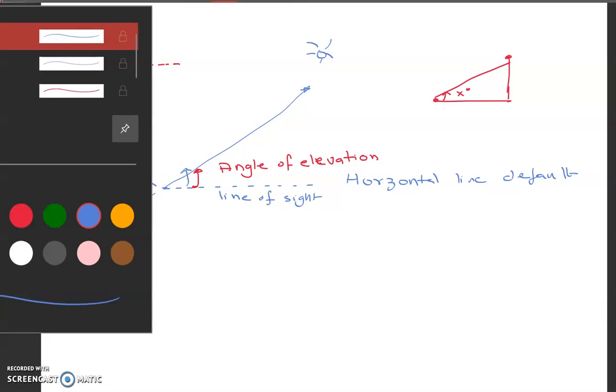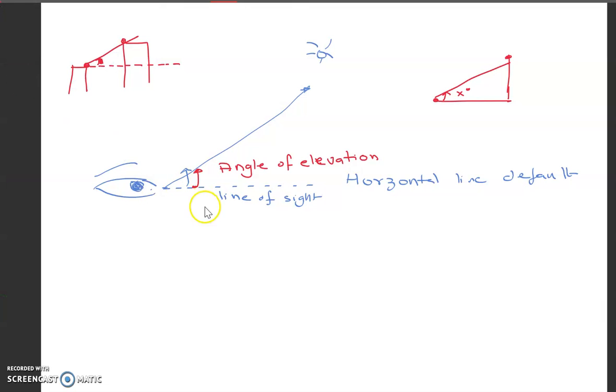What happens when you're looking down somewhere? From that same line of sight, let's say you're in a higher place now and you're looking down at an object. Your normal line of sight is again this one, the horizontal line. Now that has to move down, so it will be looking down at an object. Whoops, that didn't quite hit the mark. So when you're looking down from your line of sight, that is called angle of depression. Depression means down.